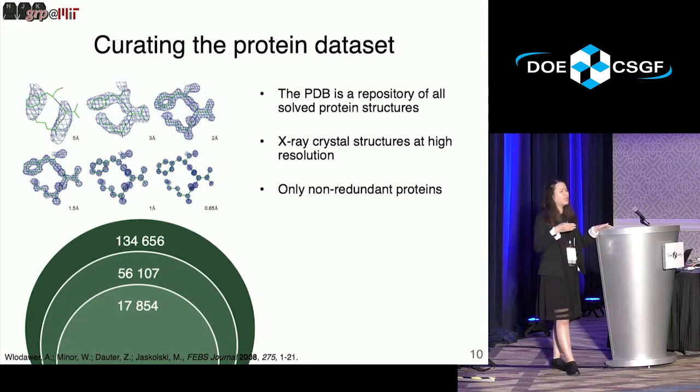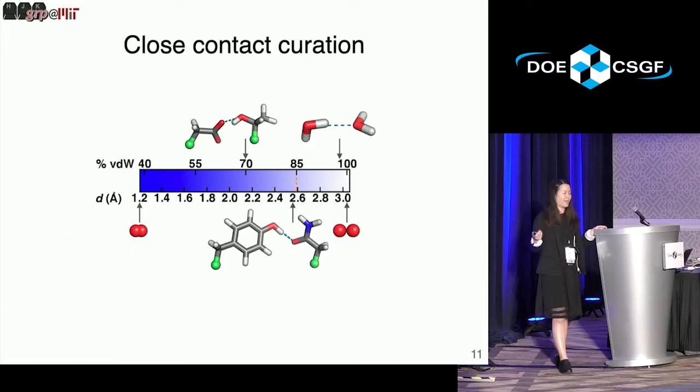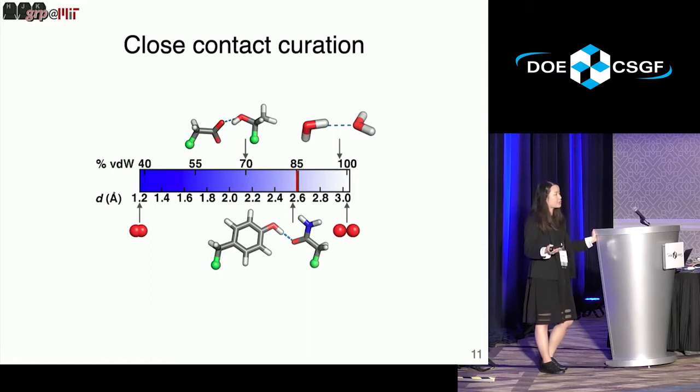We also want to not look at the same protein over and over. And we also want to check for the quality of structure. So we want to assess essentially the quality of a fit between the model and the data. But we don't want to use metrics that exclude unusual features, like the clash score, because that will automatically exclude the features that we are interested in. So I define this close contact as 85% of the van der Waals radii. This will exclude ordinary hydrogen bonds, but capture unusually strong interactions like charge-assisted hydrogen bonds.